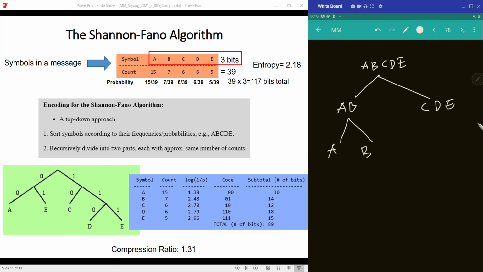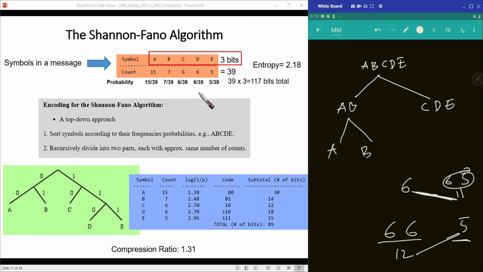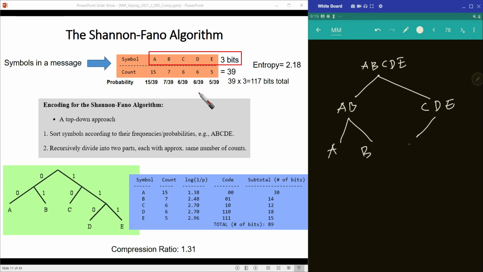Now how about C, D, E? You just take on one side, let's say 6, and on the other side 6 and 5, which becomes 11. If you take on this side 6 and this side 5, you see this one becomes 12 and 5, and this is the minimum difference compared to the other one, right? So that's why it is better to take C on this side and DE on the right side. And because you already have 2, we can divide in this way.